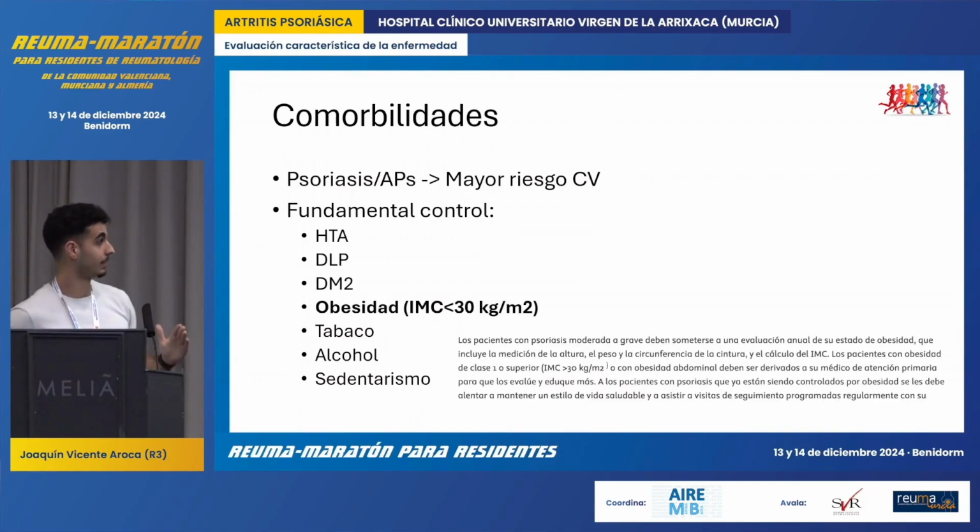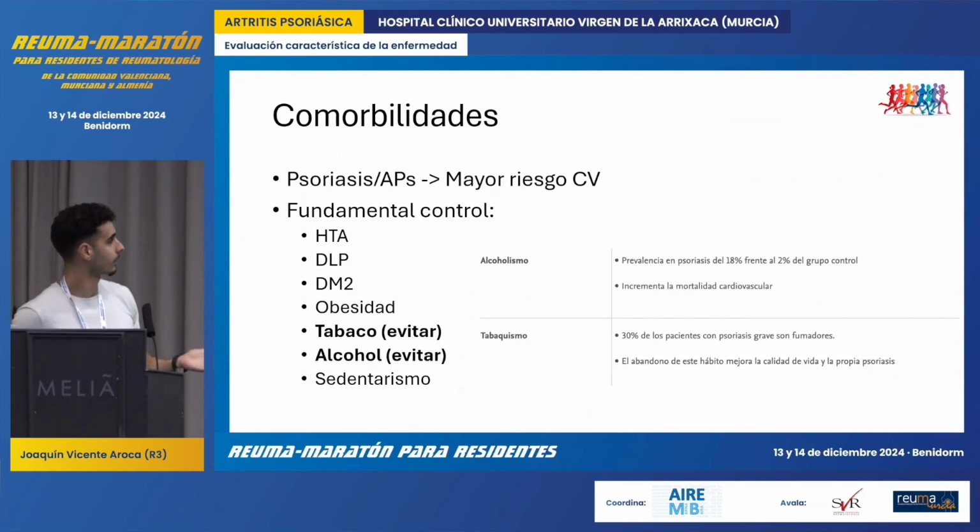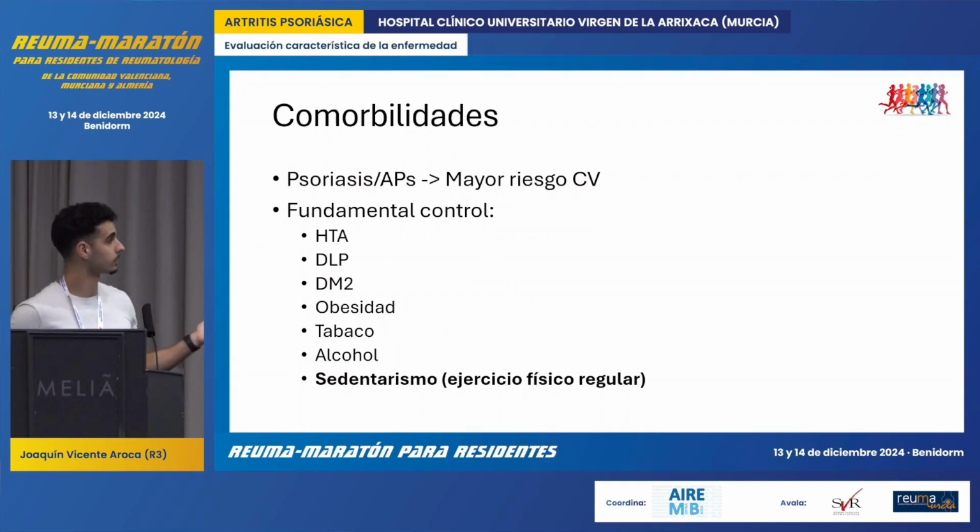Regarding obesity, the threshold seems to be typically set at what is considered overweight obesity, that is, in general, having a body mass index below 30. As for classic cardiovascular risk factors, such as smoking and alcohol, logically they should be avoided in these patients who, I emphasize again, have a higher cardiovascular risk due to the fact that they have psoriasis or psoriatic arthritis. And regarding a sedentary lifestyle, it should also be avoided. These patients should be encouraged to engage in regular physical exercise.